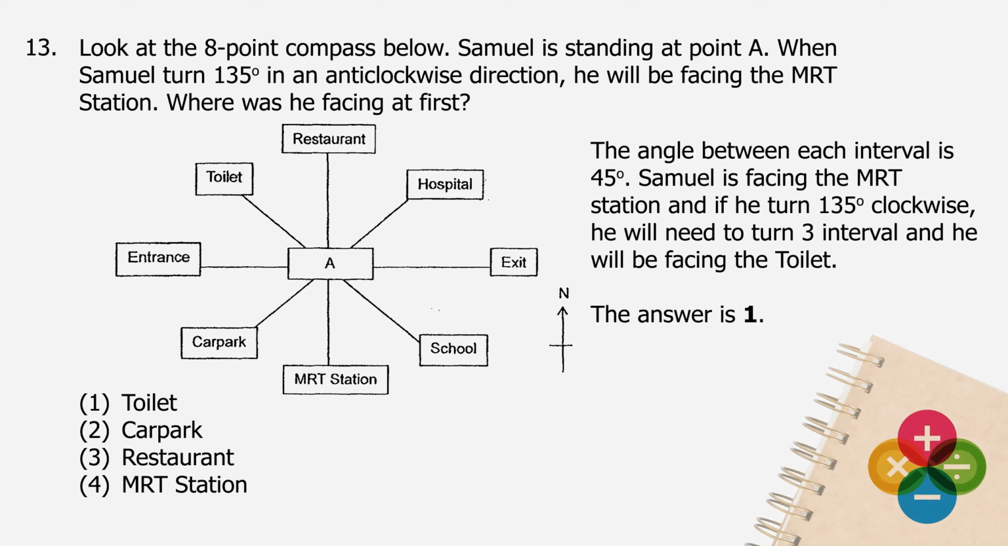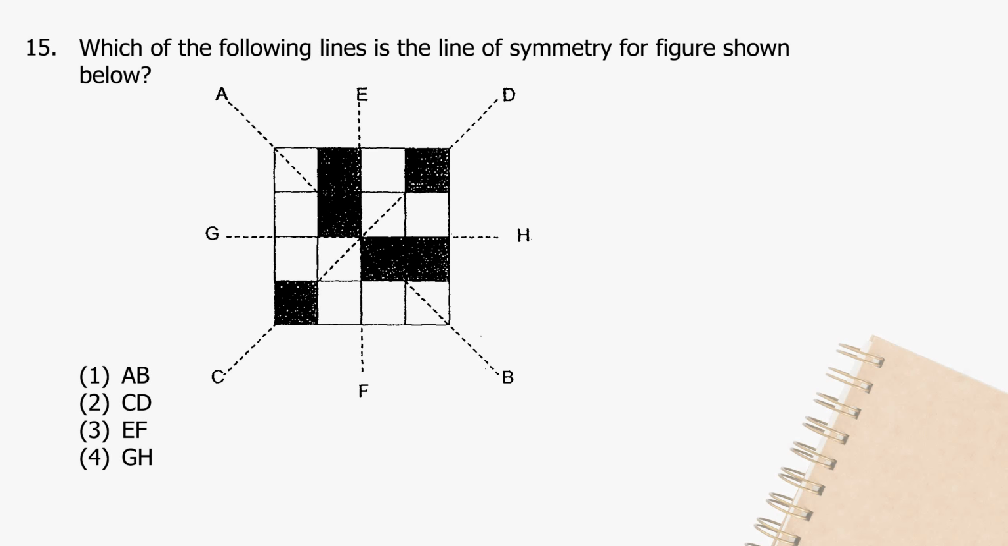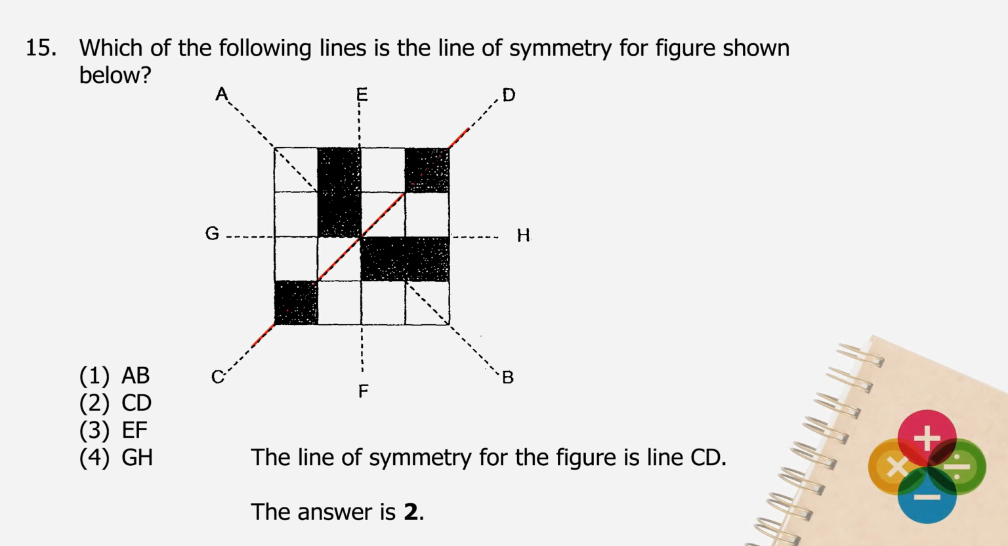Question 14. Which of these following figures are symmetrical? The figures that are symmetrical are A and D. The answer is 3. Question 15. Which of the following lines is the line of symmetry for the figure shown below? The line of symmetry for the figure is line CD. The answer is 2.